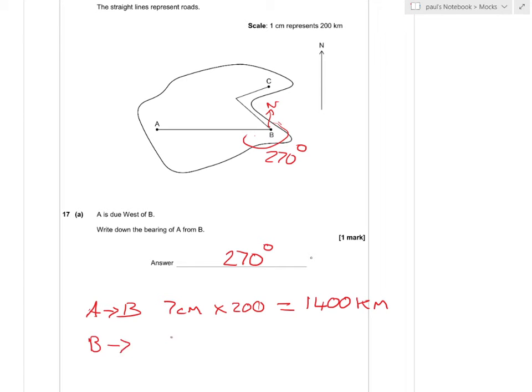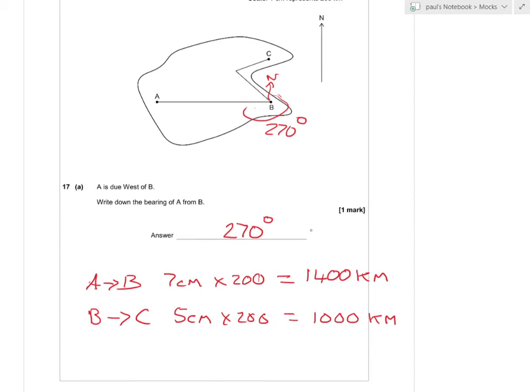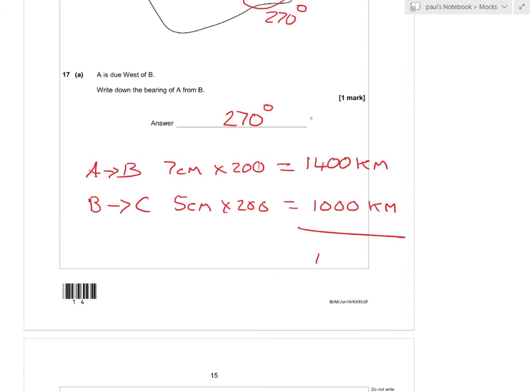B to C. Now, I'm going to measure that as well, so bear with me. I reckon that's about 3, and that's about 2. So we'll call that B to C 5 centimetres times 200, and that's 1,000 kilometres. And the difference is just one take away the other, which is 400 kilometres. I can't see how this is so big.